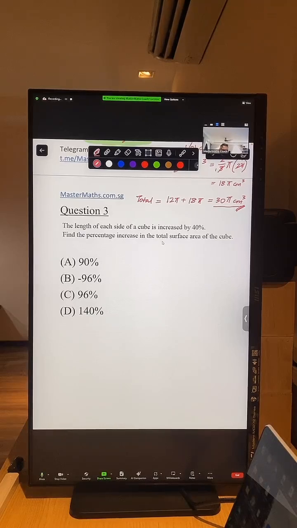Okay, the length of each side of a cube is increased by 40%. Find the percentage increase in the total surface area of the cube. Is it A, 90%, B, negative 96%, C, positive 96%, or D, 140%? Come, give it a try guys.